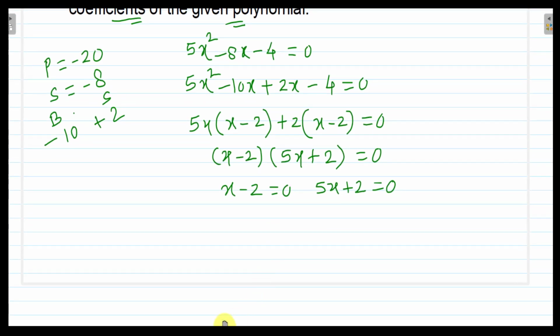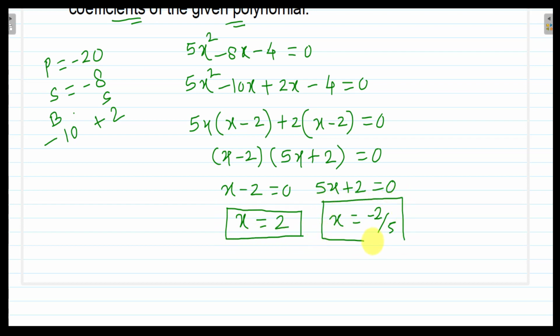Now we will move further. So x is equal to 2 and x is equal to minus 2 upon 5. This is the first important step, because we have got the zeros of the polynomial. First part we have solved. So x is equal to 2 and x is equal to minus 2 by 5. Here a is equal to 5, b is the coefficient of x, that is minus 8, and c is equal to the constant term, that is minus 4.